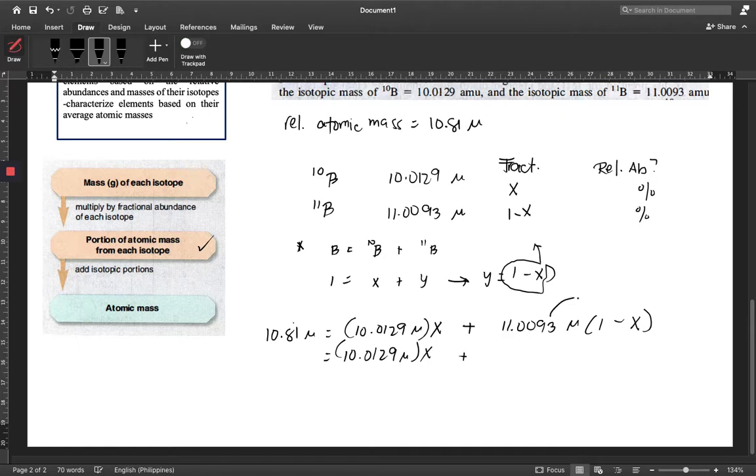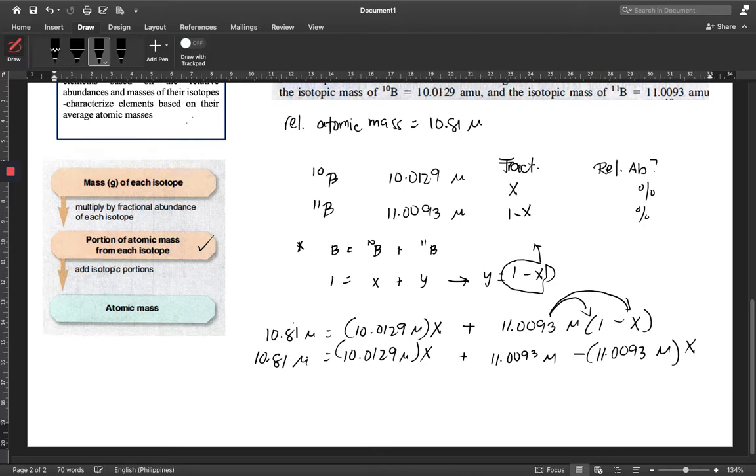Then we can distribute this term to 1 and to x. That means we have 11.0093 amu minus 11.0093 amu x. And then we just have to simplify this equation. We know that the final answer, the one on the left side, is 10.81 amu.